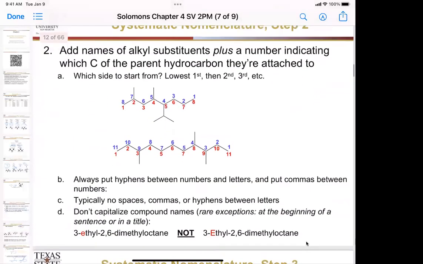The next rule is numbering. We want to number and identify the location of each of those substituents.